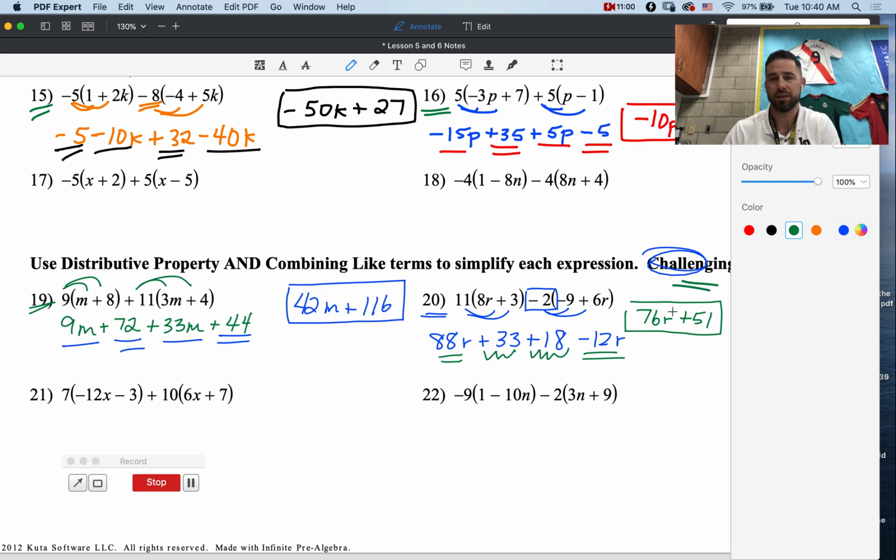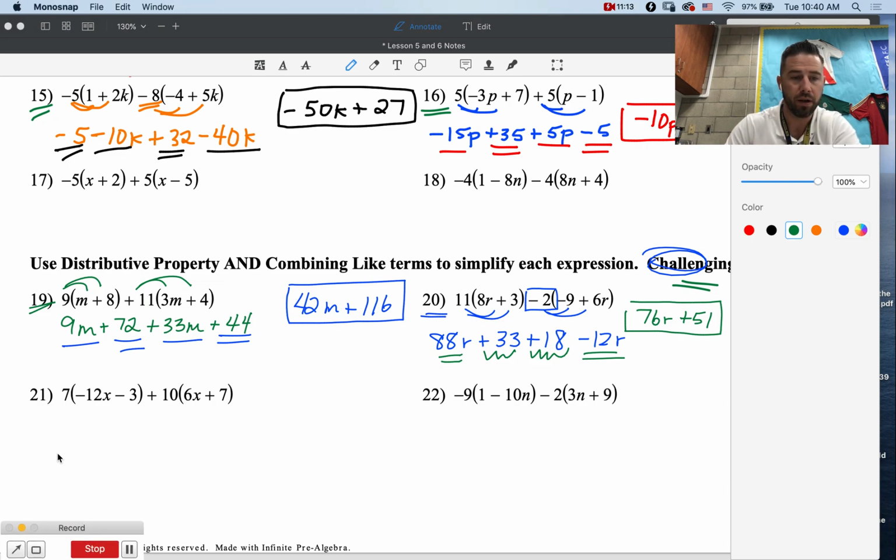Remember, that just makes it easier for me to see when you guys get to class and you're showing your work. It's easier for me to see, like on your tests and stuff like that. Okay, so what I want you to do is press pause. I want you to come down here. I want you to complete 21. I want you to complete 22 on your own.